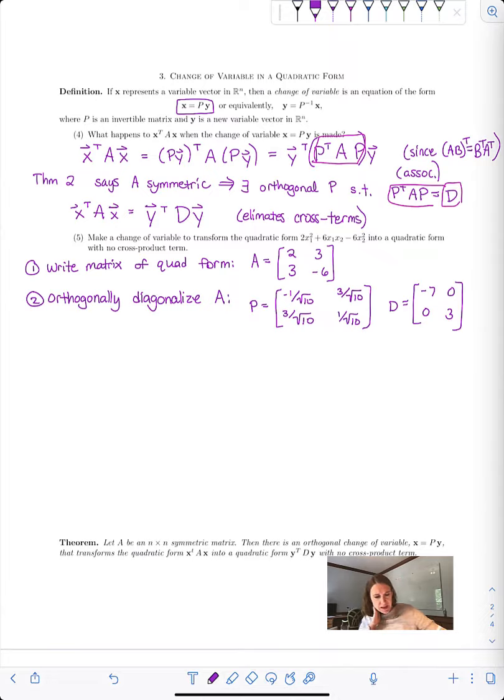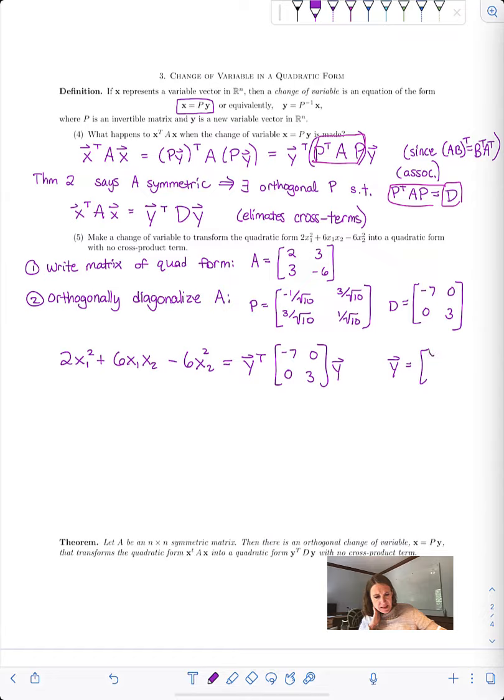And this says that A equals P transpose D P. So now we can write this 2x1 squared plus 6x1 x2 minus 6x2 squared as Y transpose times our diagonal matrix times Y. And if we let Y equal y1, y2, then this whole thing ends up being -7 times y1 squared plus 3 times y2 squared. And so this is what I mean by eliminating that middle term.